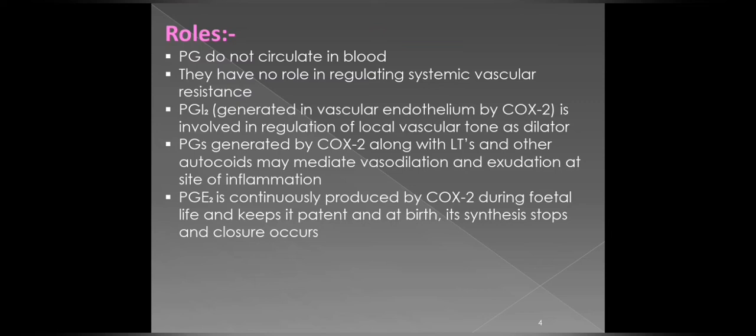Prostaglandins generated by COX-2, along with leukotrienes and other autacoids, can mediate vasodilation and exudation at the site of inflammation. Prostaglandin E2 is continuously produced by COX-2 during fetal life and keeps the ductus patent. At the time of birth, the synthesis stops and closure occurs.